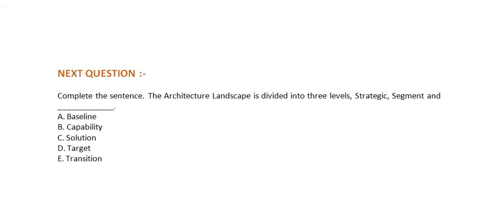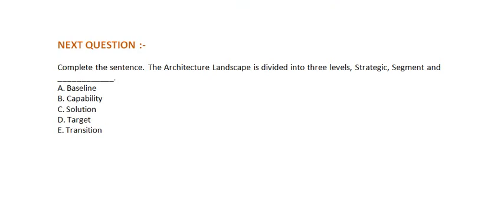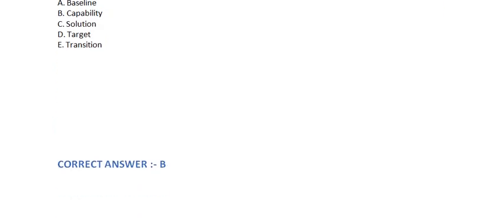Next question is, complete the sentence. The architecture landscape is divided into three levels: strategic, segment, and blank. Option A, baseline. Option B, capability. Option C, solution. Option D, target. And option E, transition. The correct answer is option B.